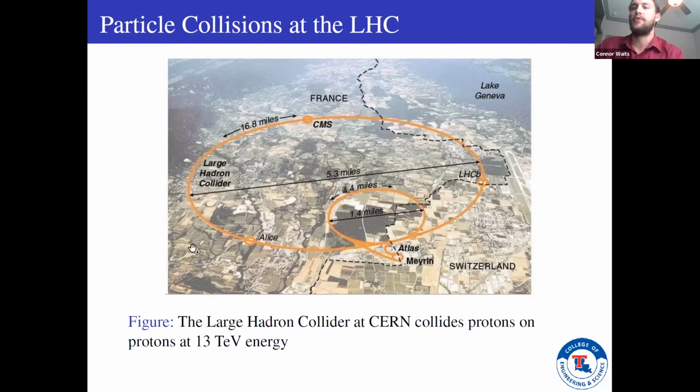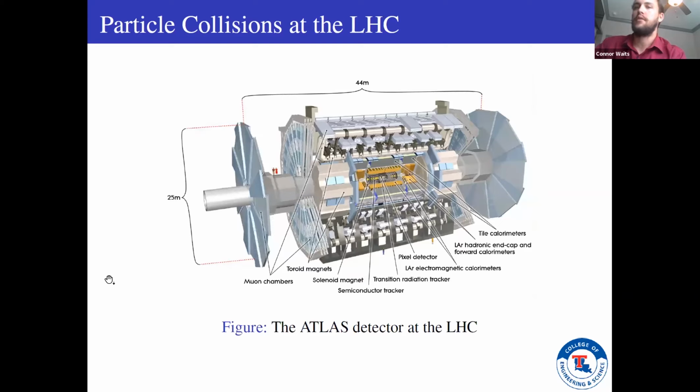All the data that we're looking at today was collected at particle accelerators. One data set was collected from the Large Hadron Collider, and it collides protons on protons at 13 TeV energy. Here's the ATLAS detector, just an example of one of the particle detectors that was used. So the proton beams enter from the left side and the right side and collide in the middle right here.